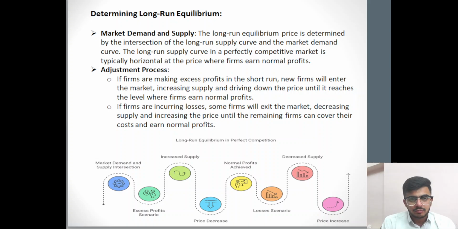The adjustment process for determining long run equilibrium is, first, if the firms are making excess profit in the short run, new firms will enter the market, increase supply, and drive down the price until it reaches the level where firms earn normal profit. And the second is if the firms are incurring losses, some firms will exit the market, decreasing supply and increasing the price until the remaining firms can cover their costs and earn normal profits.